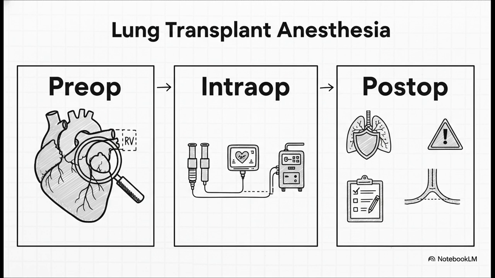Pre-op, assessing the right ventricular function is absolutely vital, because the RV is going to take a massive hit. Intraoperatively, it's a real showcase of advanced anesthesia. You must have a double lumen tube for lung isolation. One lung ventilation is incredibly tricky. We rely on transesophageal echo to keep a close eye on the heart, especially the RV, when the surgeons clamp the pulmonary artery. And you always have to be ready to go on to cardiopulmonary bypass at a moment's notice.